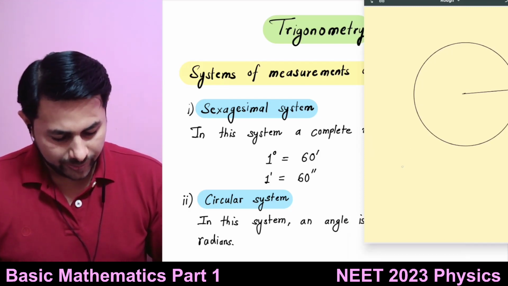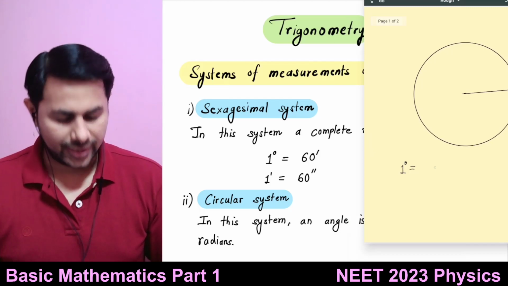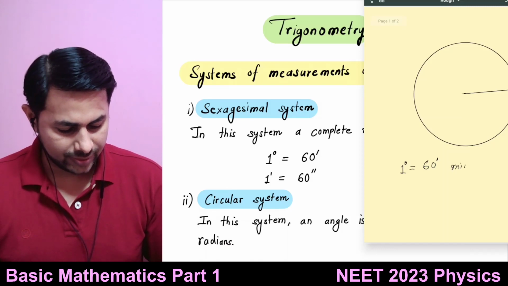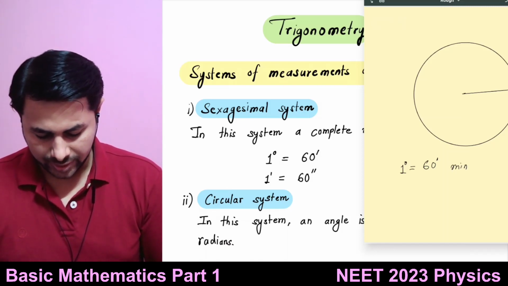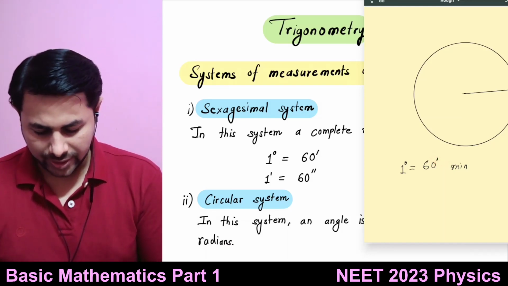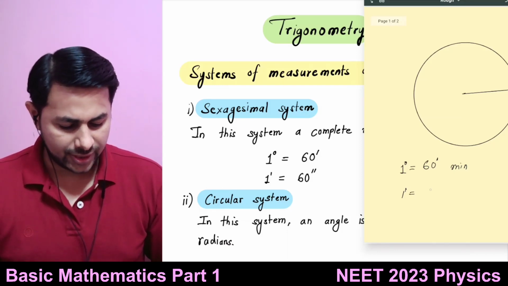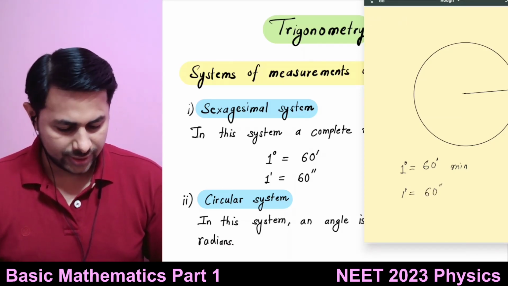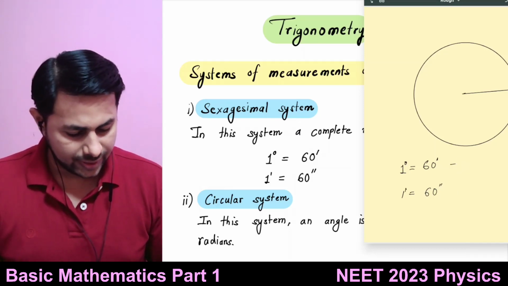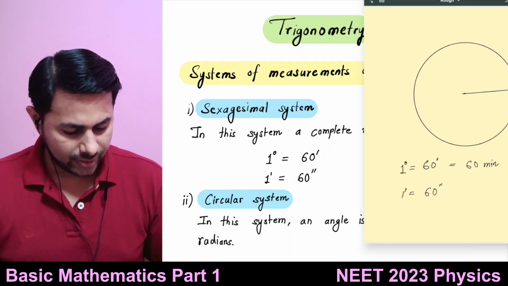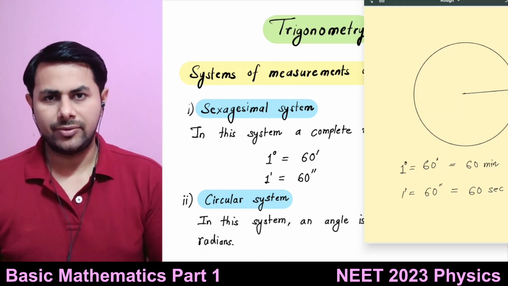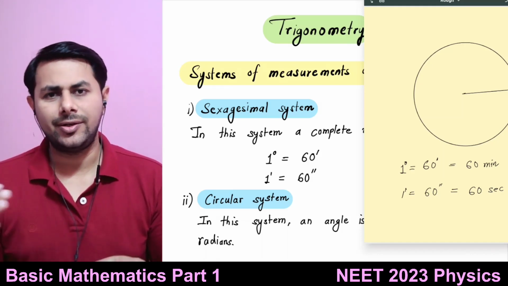Then we further divide the degree into minutes. So 1 degree is 60 minutes. This dash is the symbol for minutes, and 1 minute is further divided into seconds. This is the symbol for seconds. So this is 60 minutes, and this is 60 seconds. So 1 minute is further divided into 60 parts, and each part is known as 1 second.